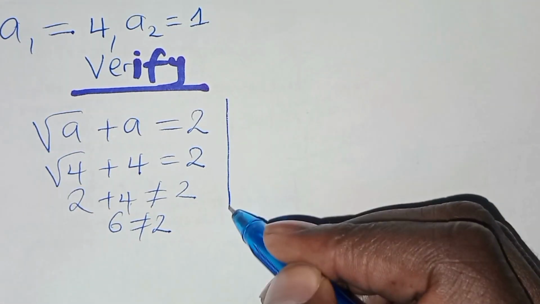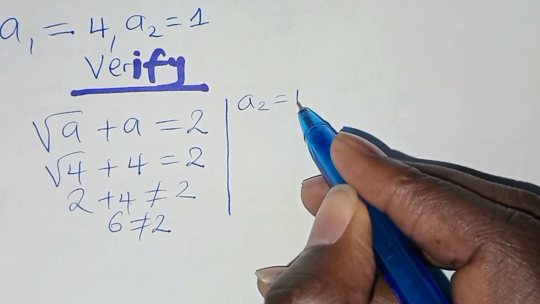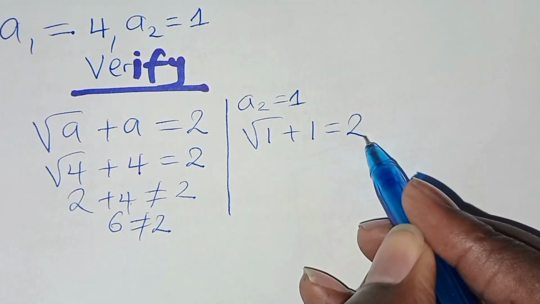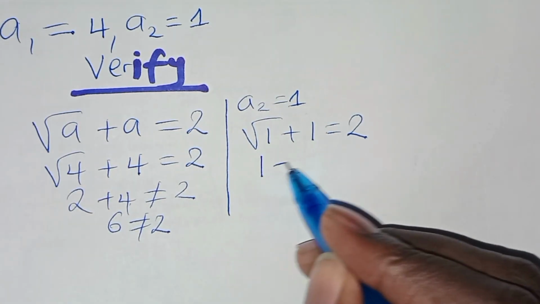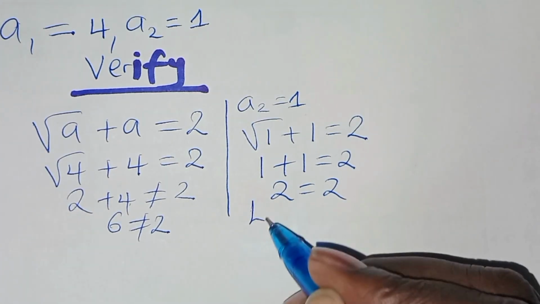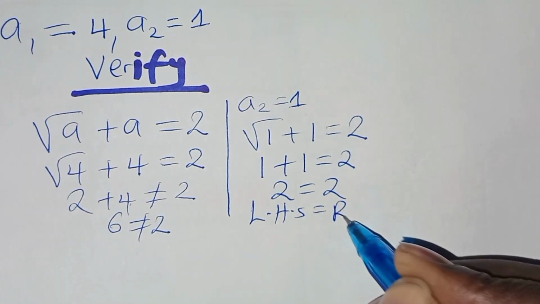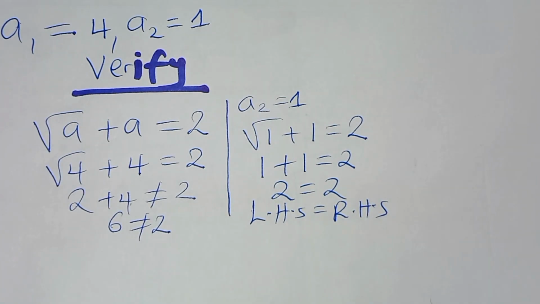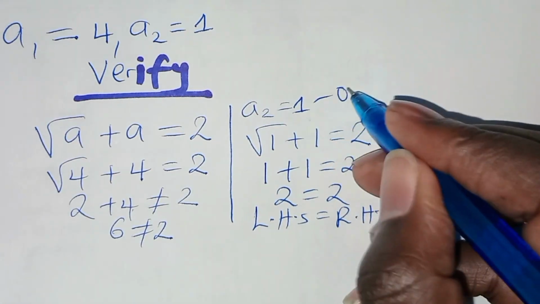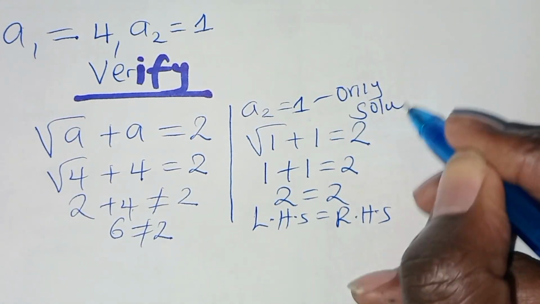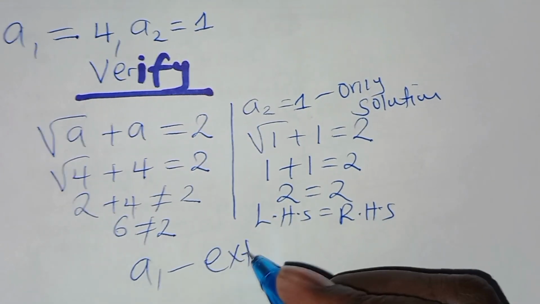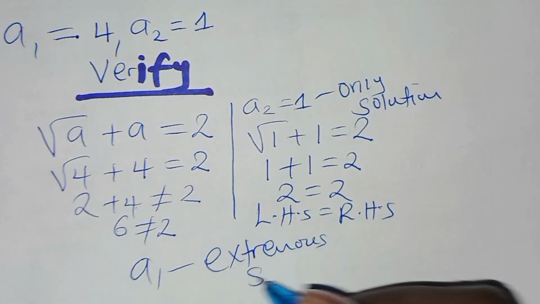Now let's check A2. A2 is equal to 1. So we have the square root of 1 plus 1, which should give us a value of 2. The square root of 1 is 1, so it's 1 plus 1, which is equal to 2. That means the left-hand side is equal to the right-hand side. So A2 is the only solution, and A1 is an extraneous root.